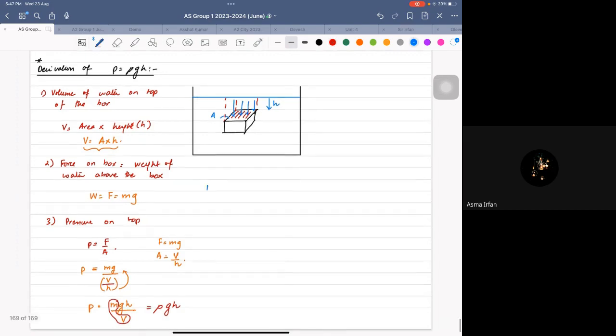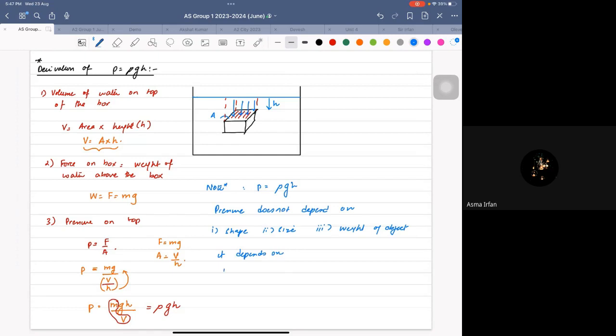Anyway, a few things to note in this. First of all, because pressure is rho gh, I would say that pressure does not depend on, and they will keep on asking you and testing you on this, number one, shape, number two, size, number three, weight of object.